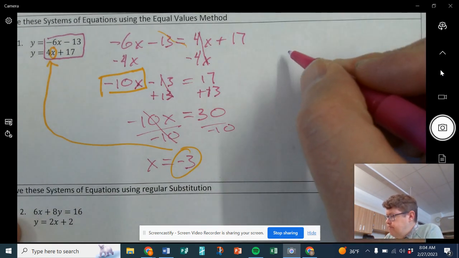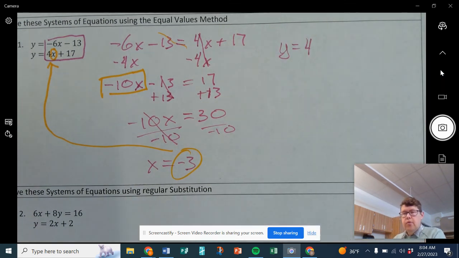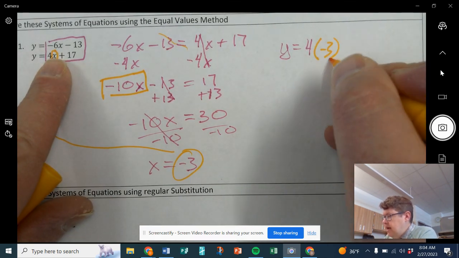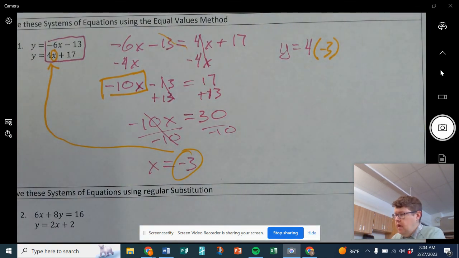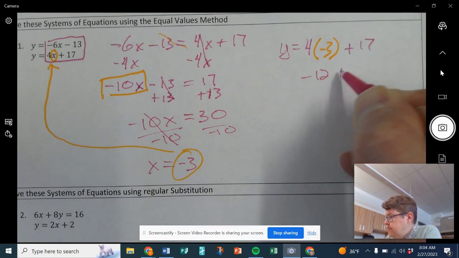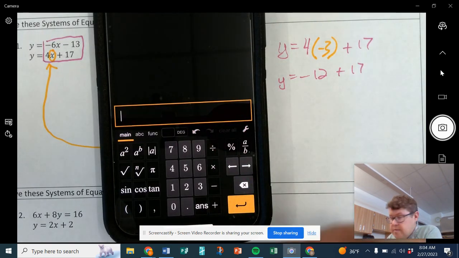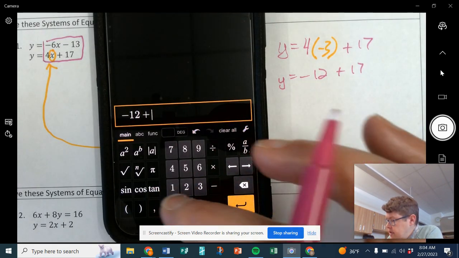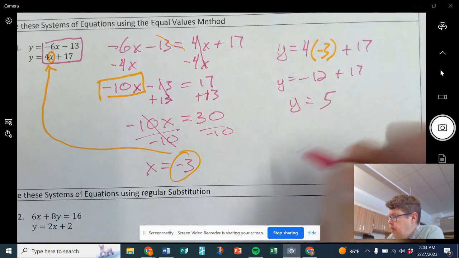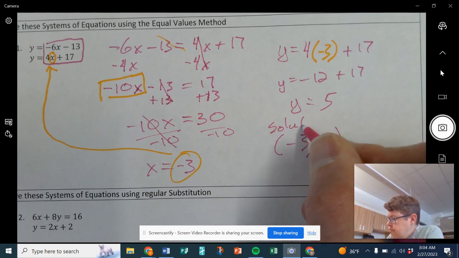Okay, so I got y equals 4x plus 17, and then I get rid of that x fully. The x fully goes away, and I put that negative 3 in its place. I add 17, and I multiply that out. 4 times negative 3 is negative 12. Okay, and again, if you guys struggle with any kind of this math, please use your calculator. Negative 12 plus 17 gets me to y equals 5. Okay, so I've got my solution as negative 3, comma 5.